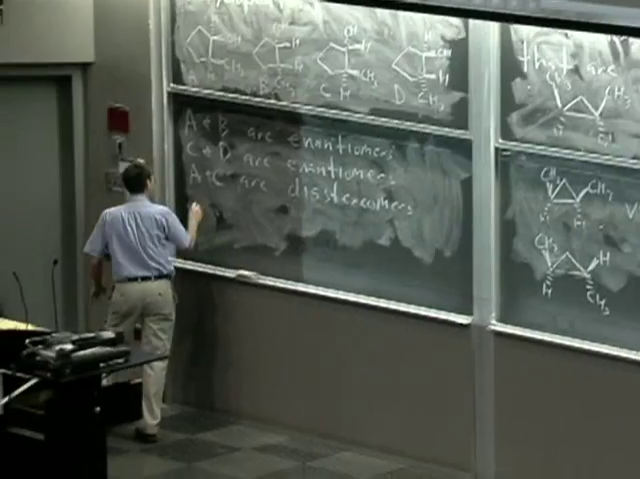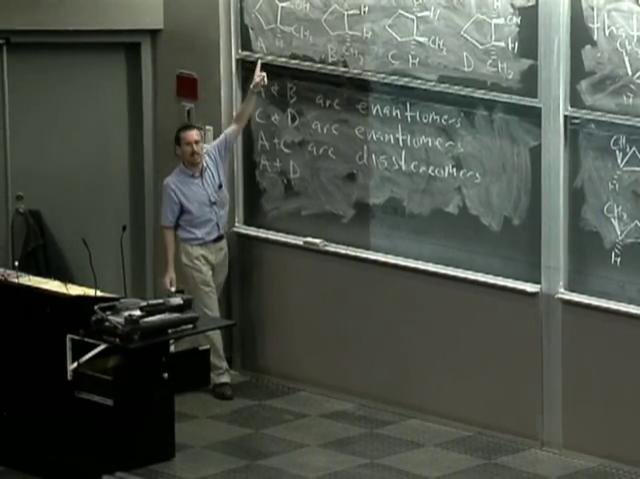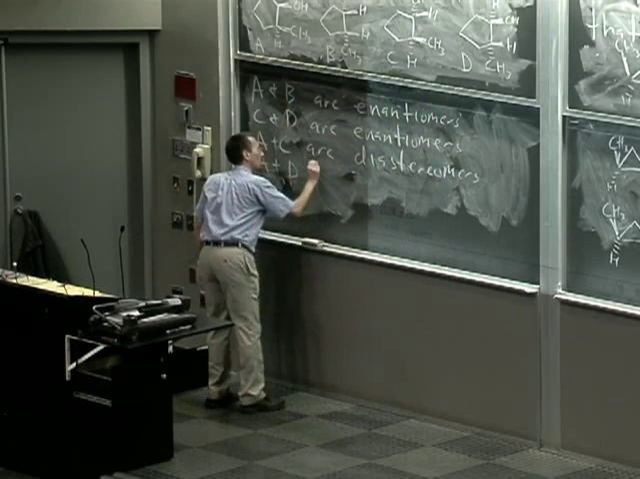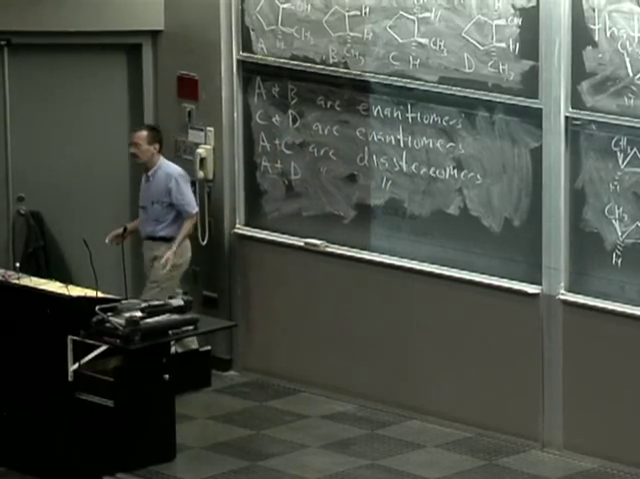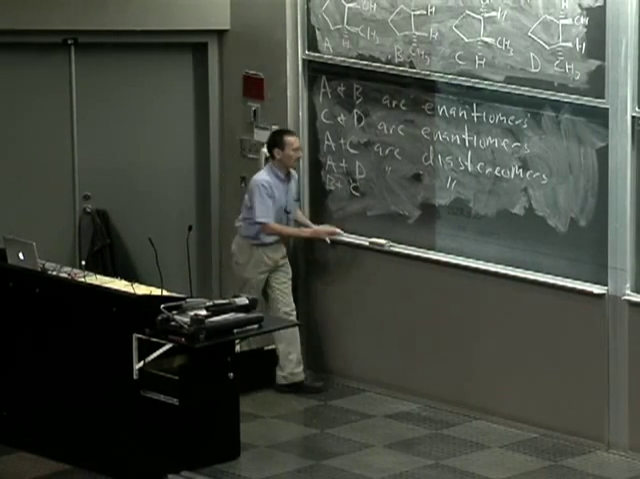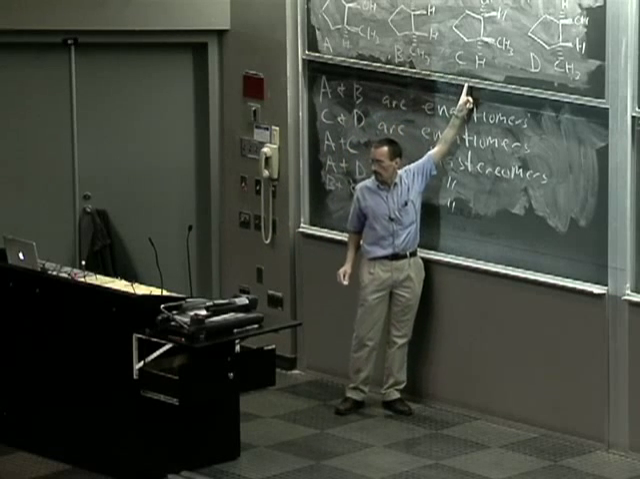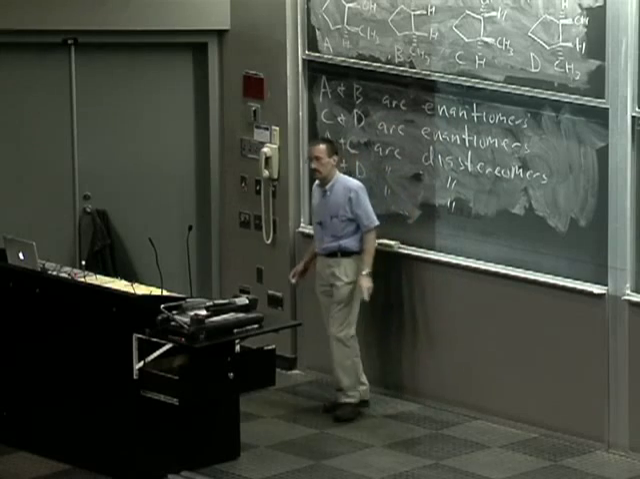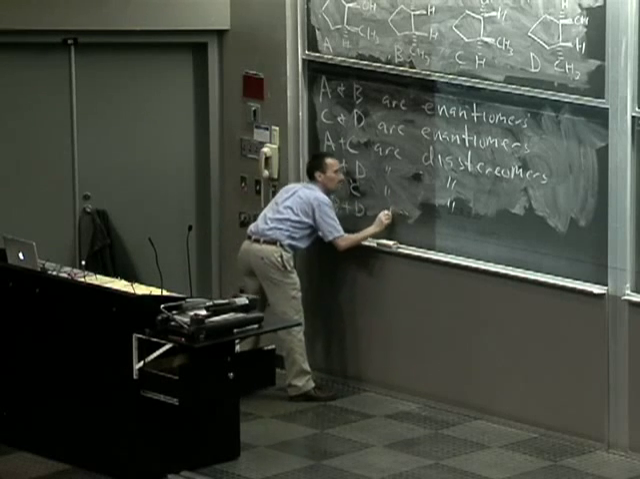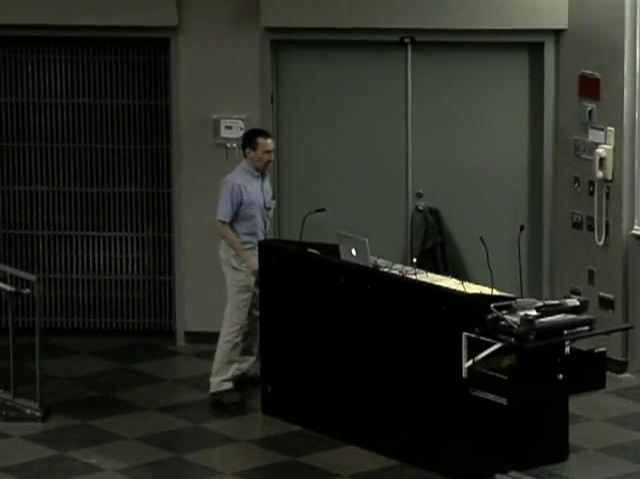And all of the other relationships for this set are the same. A and D are also diastereomers. A is a cis stereoisomer. D is a trans stereoisomer. Cis and trans stereoisomers are a type of diastereomer. B and C are also diastereomers, and again, B is a cis stereoisomer, C is a trans stereoisomer. They're not mirror images of each other, yet they're stereoisomers, so they're diastereomers. And finally, B and D are also diastereomers.